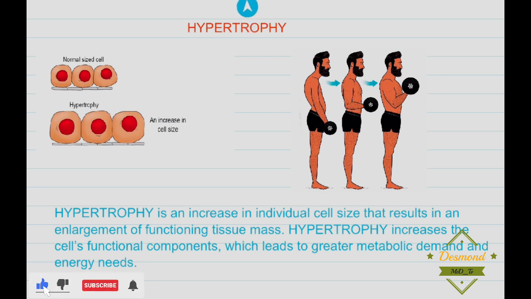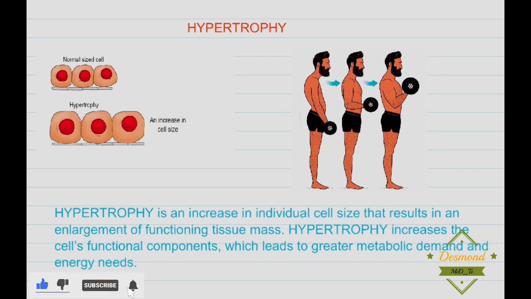So first, let's talk about hypertrophy. Let's look at the definition for hypertrophy. Hypertrophy is an increase in individual cell size that results in an enlargement of functioning tissue mass. Take note, hypertrophy increases the cell's functional component, which leads to greater metabolic demand and energy needs.